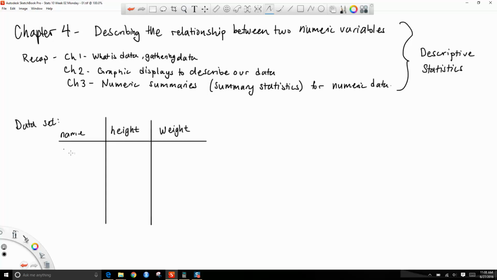Let's say we have Adam, who is 5'10", 70 inches tall, and weighs 165. Then we have Bill, who is 6 feet tall, 72 inches tall, and weighs, I don't know, 170. We'll have Cheryl. She is 64 inches tall and weighs 140. Kim, we'll say, is 62 inches tall and weighs 120 or something like this. I'm just making up stuff.